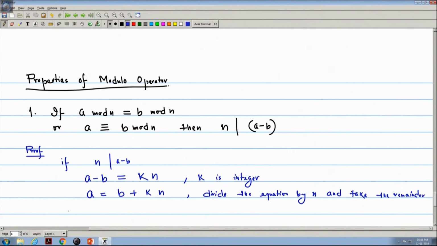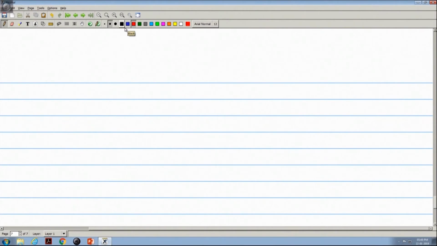So, the remainder will be a. The LHS will give a modulo n, and if I divide it by n and take the remainder, since I am dividing by n, this portion kn has no remainder because n divides kn. So, I will be getting only b modulo n, which is my definition, or what the statement tells: if a mod n equals b mod n, then n divides a minus b. This is one property that we many times use.